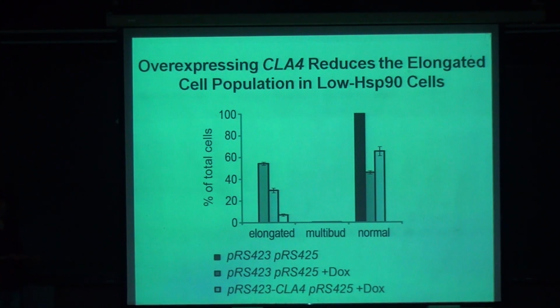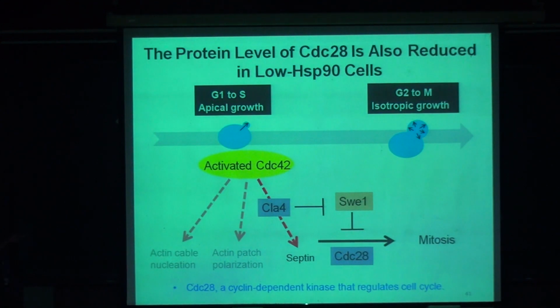And if we do it in the reverse way, we overexpress CLA4 to make a lot of protein inside the cell, even in the low Hsp90 cell. You can see now you have more cells becoming normal, even though a small proportion of the cells still become elongated. This result led to another experiment showing that there is another protein involved, but I'm not going to get into it in detail.